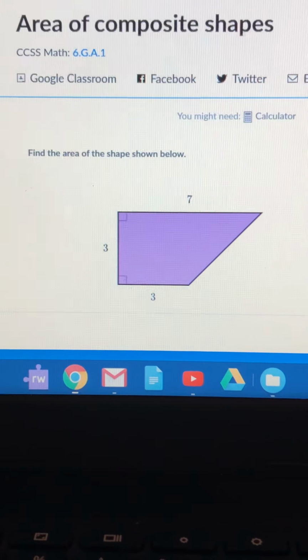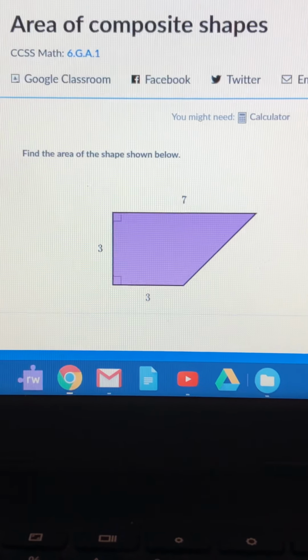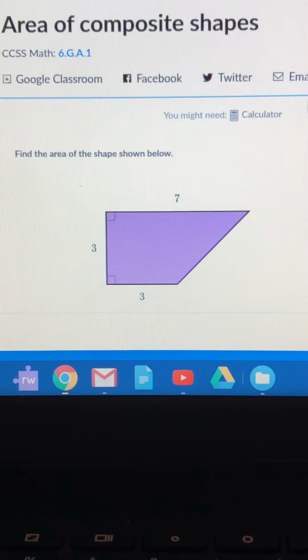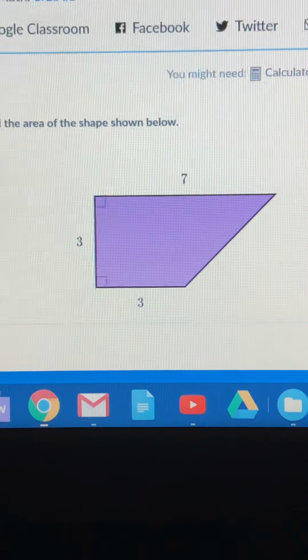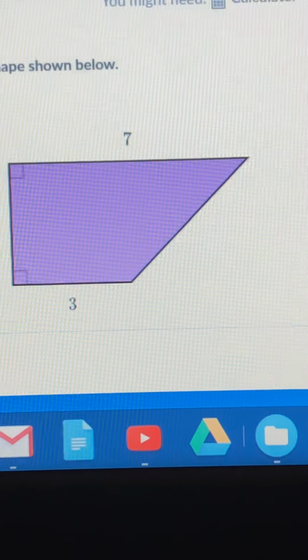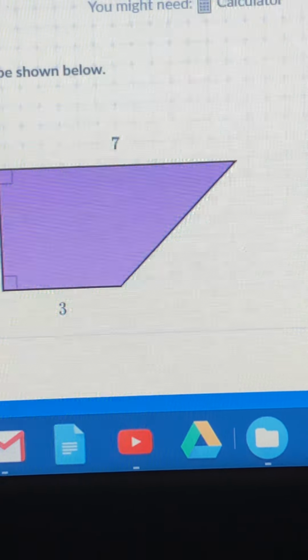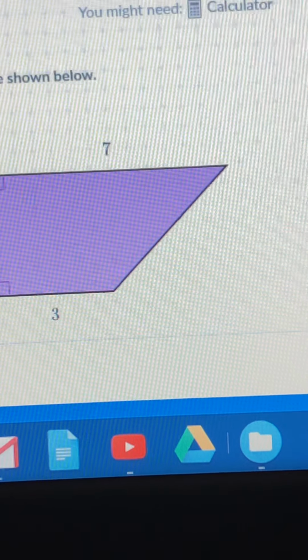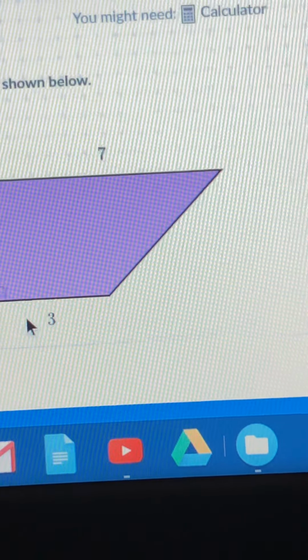Hi everyone, here's a quick mini lesson on area of composite shapes in Khan Academy. So we are going to find the area of this shape, which looks a lot like a trapezoid to me. However, you can break it into two shapes, like a square and a triangle.